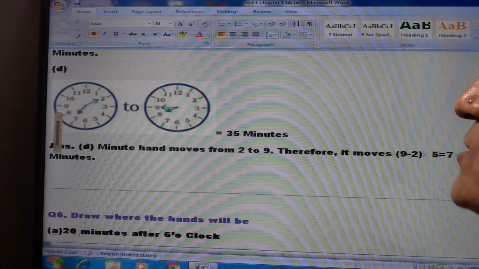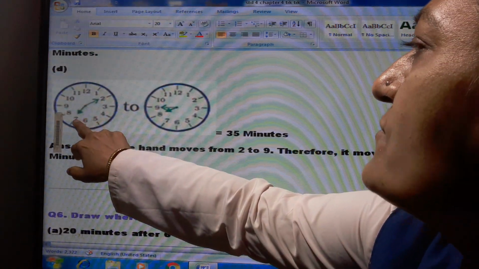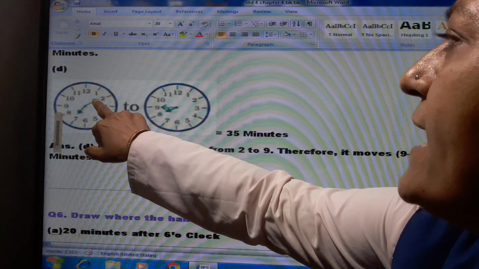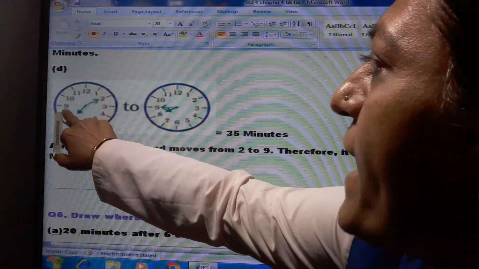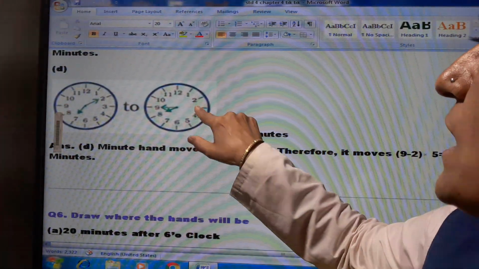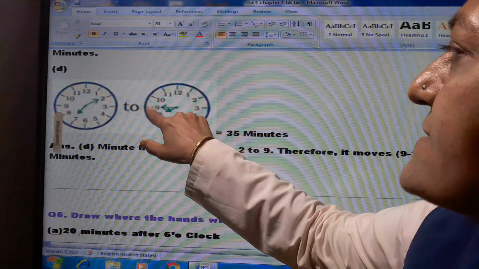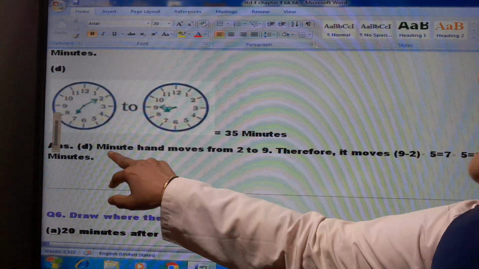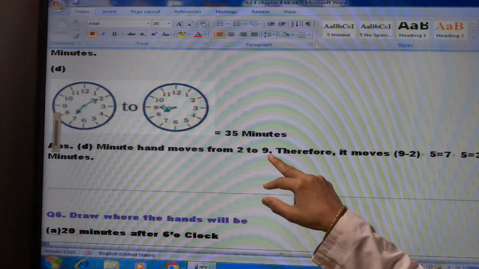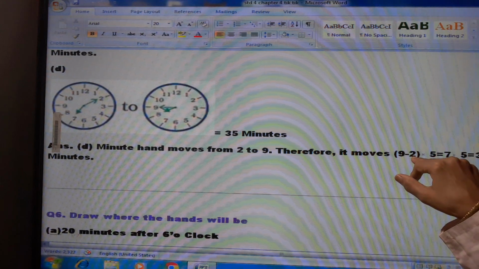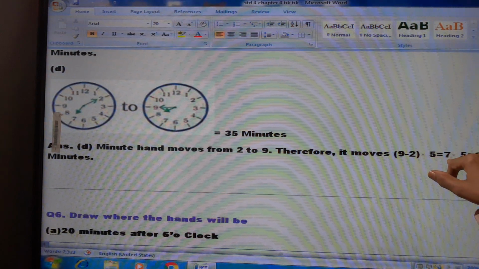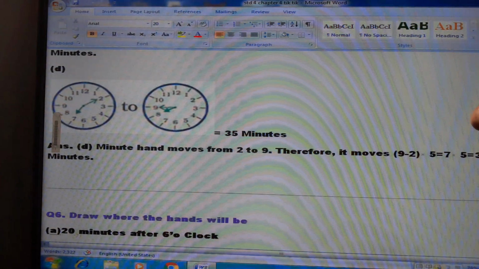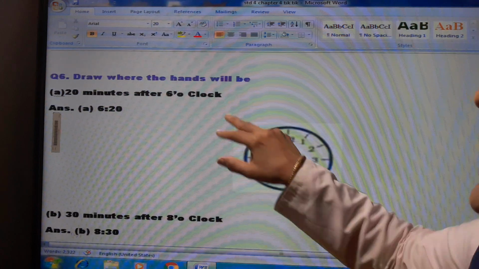Now the next clock, the hour hand is given on 7 and the minute hand is given on 2. Now the minute hand moves from 2 to 9, means 3, 4, then 1, 2, 3, 4, 5, 6 and 7. 7 5s are 35. So 35 minutes more. The minute hand moves from 2 to 9. Therefore it moves 9 minus 2 multiplied by 5. 7 multiplied by 5 is equal to 35 minutes. Now draw where the hands will be.